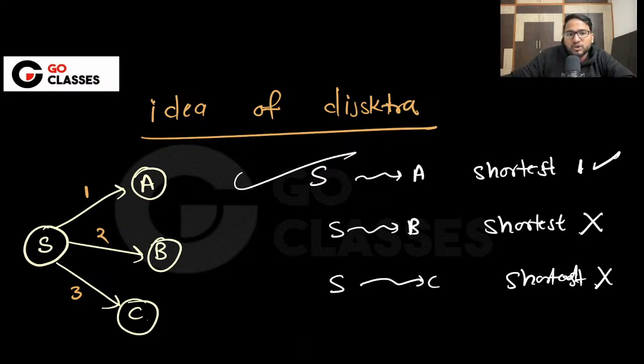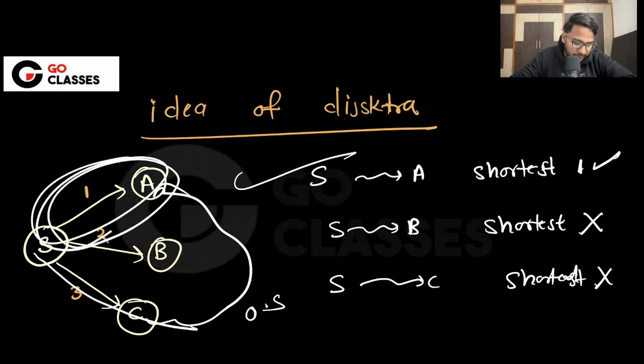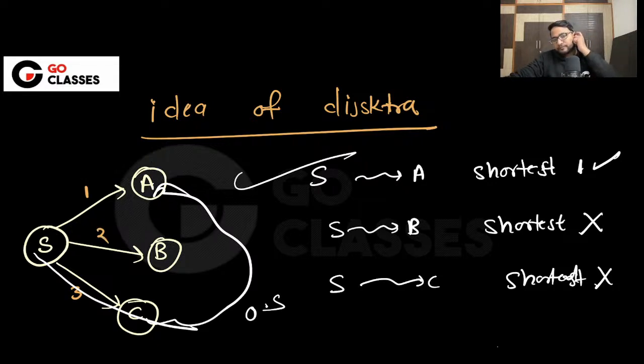Even if this is 0.5, the total will be at least 3.5. The shortest will still be 1, isn't it? Let me know. The shortest will still be 1, right? Okay.